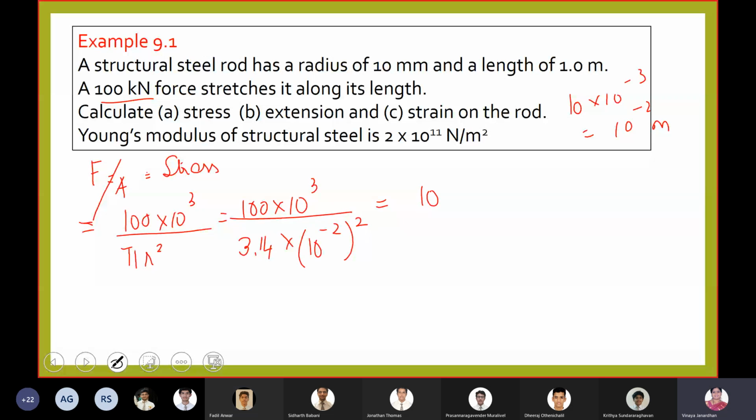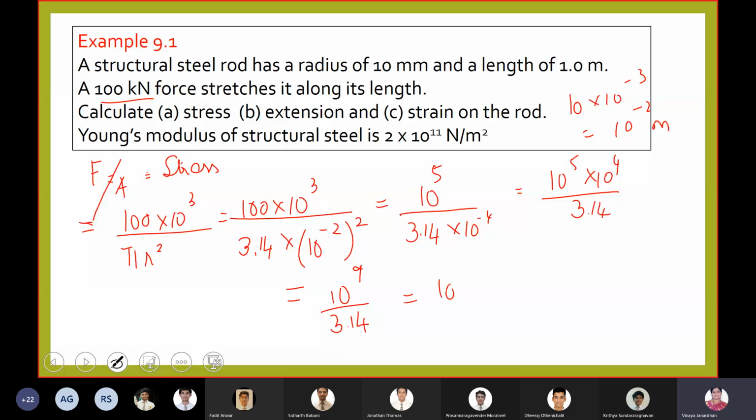Numerator becomes 10 to the power of 3 plus 2, 5, correct? Denominator becomes 10 to the power of 1 minus 4. So if I take 10 to the power of 5 and 10 to the power of plus 4 by 3.14, that becomes 10 to the power of 9 divided by 3.14. Or if 3.14 is tough for you, I can take this as 1000 into 10 to the power of 6 by 3.14.